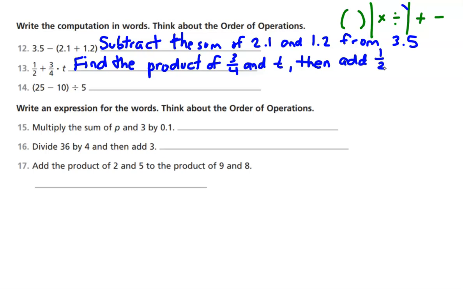Okay. Number 14, I'm just going to say out loud because I'm getting really close on my time. I got to get this in 15 minutes.